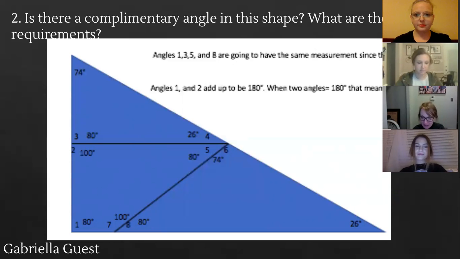Gabby, is there a complementary angle in this shape, and what are their requirements? So no, there is not a complementary angle because there are not any two angles on here that can add up to be 90 degrees. Thank you.